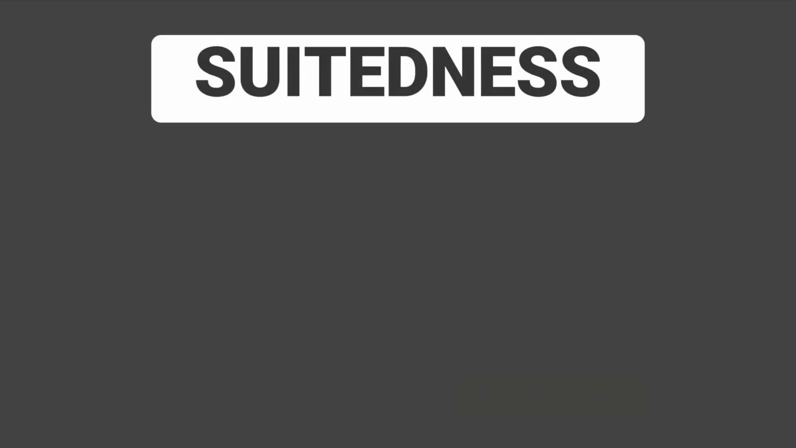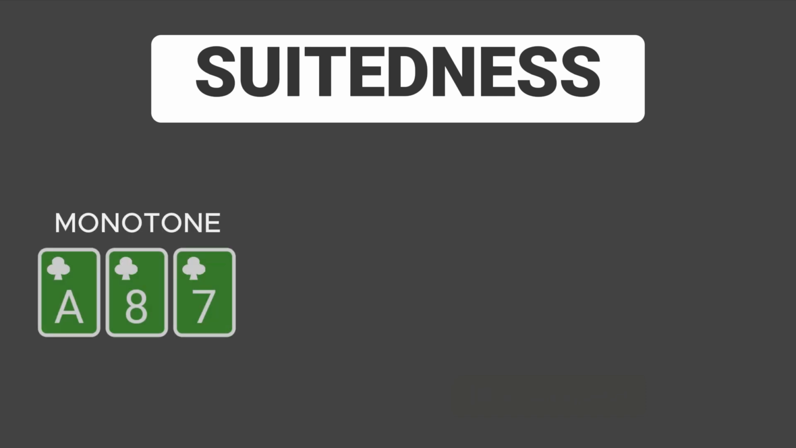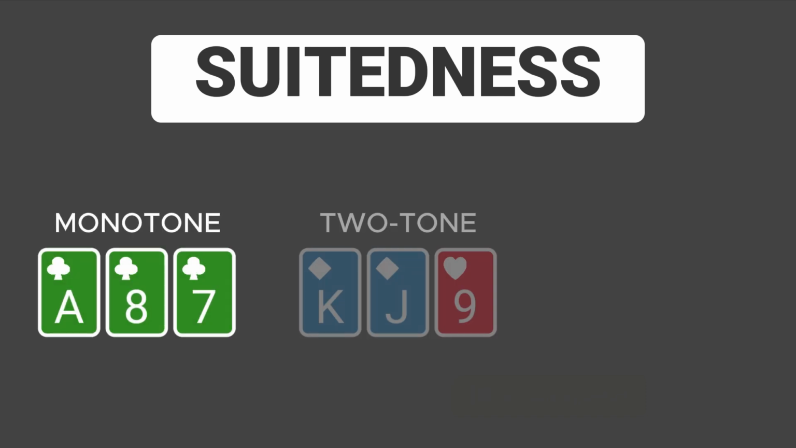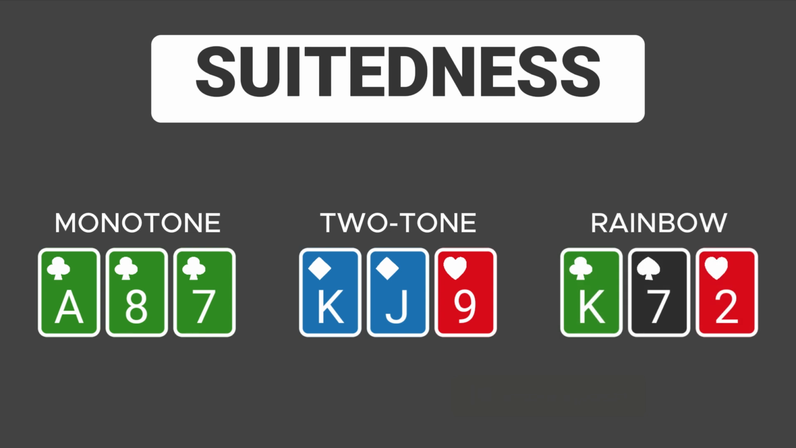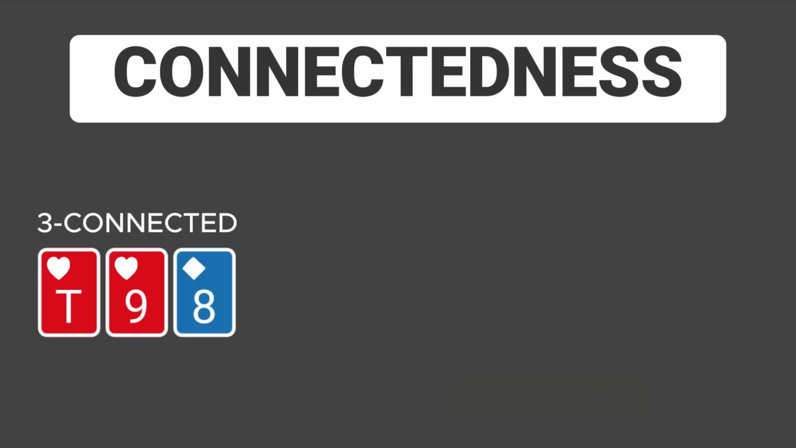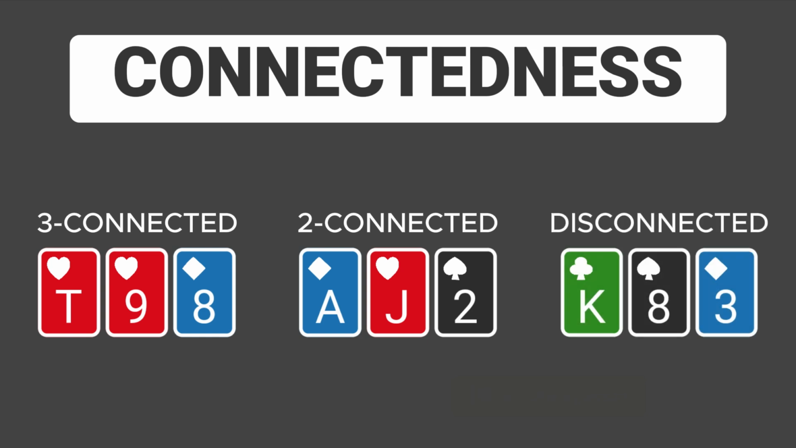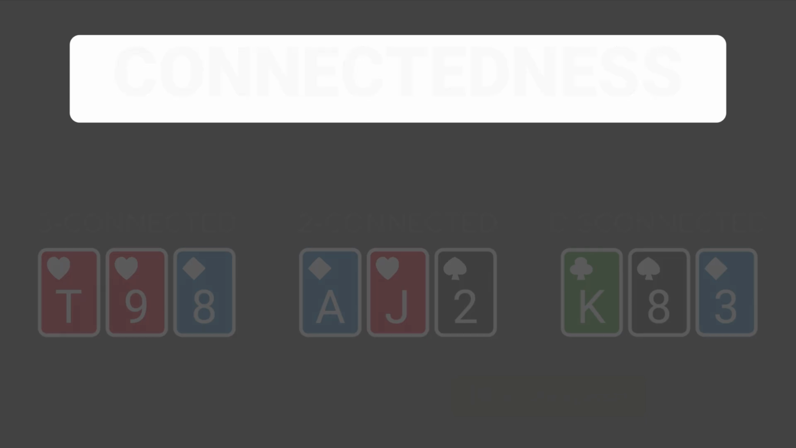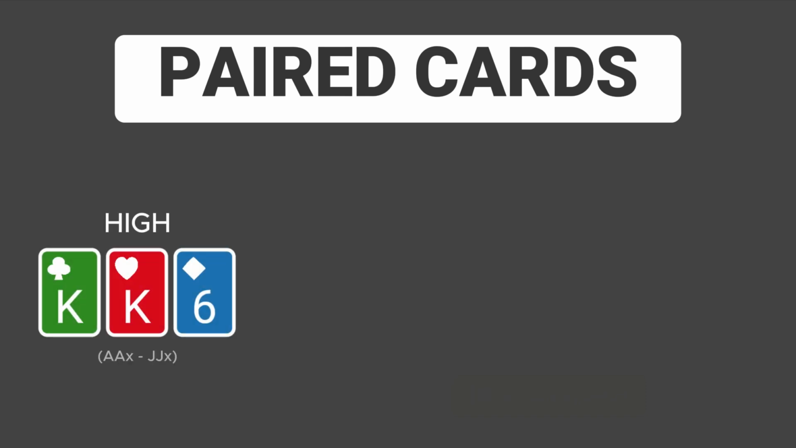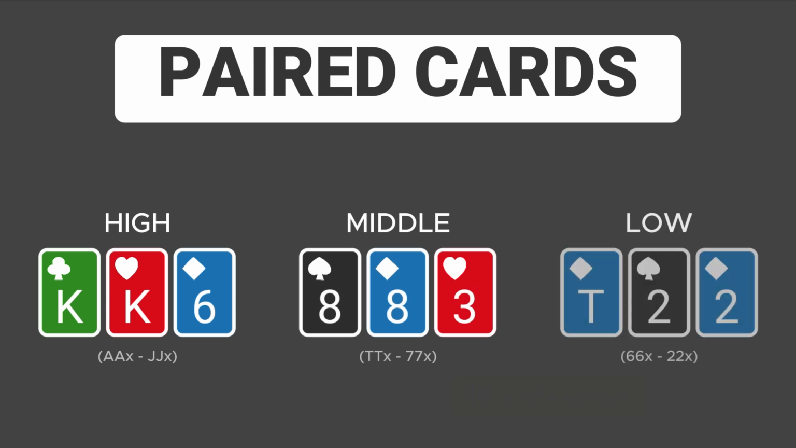Suitedness refers to flush possibilities. The flop can be monotone, two-tone, or rainbow. Connectedness refers to straight possibilities. The flop can be 3 connected, 2 connected, or disconnected. Paired cards refers to whether or not there is a pair on the flop. We can group them by high paired, middle paired, or low paired.